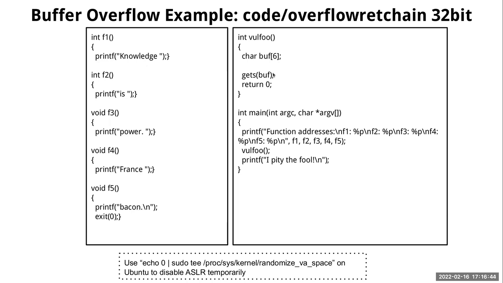So we have this vulnerable function at the C code level. The buffer is 6 bytes, like I said, it might be more than that. The main function will print out every function's address, then call the vulnerable function. The vulnerable function will take input from stdin because there is a gets. So our goal is very simple. We want to print out knowledge is power, friends is bacon, okay? That's what we want to print out. So we're going to print out 6 words and we are going to call those 5 functions in total 6 times. After we call the bacon one, it will exit.